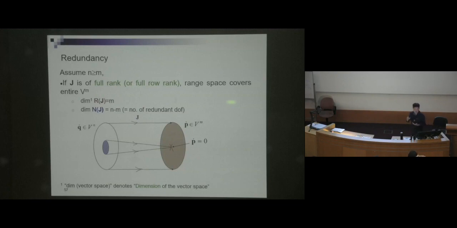What happens if we assume n is greater than or equal to m? Meaning that your number of joints is more than the requirement of the task. If your J is of full row rank, your range space will cover the entire Vm. So your null space dimension, the space over here, will come to 0. The Jacobian will map the entire joint space to the entire end effector space. So any point over here will have a correspondence with your p dot. This is when n is greater than or equal to m, so your number of joints is more than the requirement of the task.